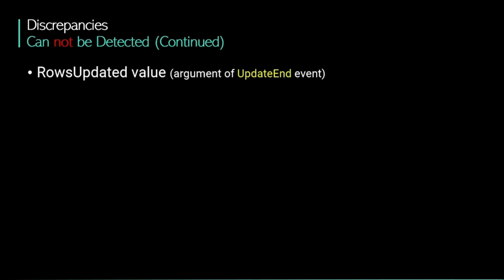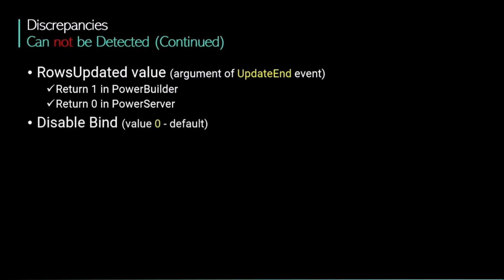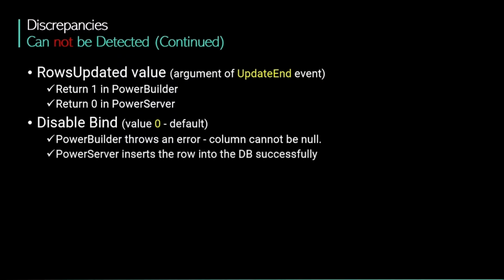Rows updated value. Notice that this is an argument of the update end event. It returns 1 in PowerBuilder, and it will return 0 in PowerServer. Disable bind. The value 0 is the default, which means don't use that. A disable bind of 1 means disable the SQL bind feature. If this is the case, with disable bind at the default 0, PowerBuilder will throw an error because a column cannot be null. However, PowerServer ignores that and will process the row successfully.